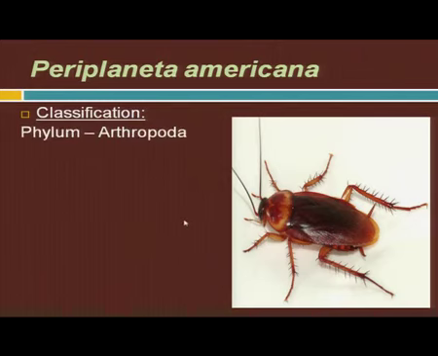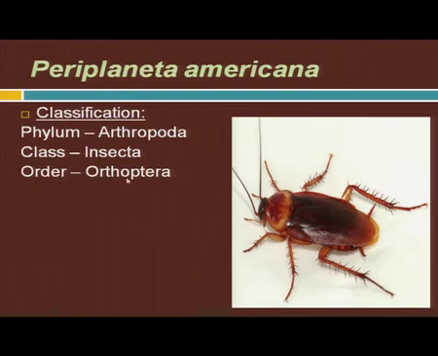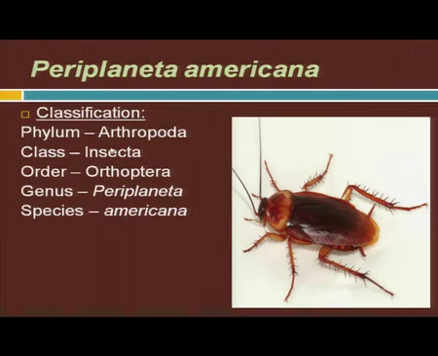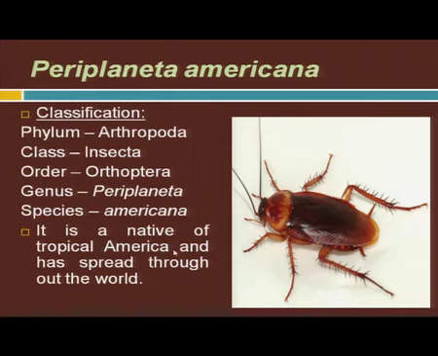Let us come to the classification first before we start its study. We should know in which phylum and class it has been placed. It is under the phylum Arthropoda, which is the largest phylum of the animal kingdom. The class is Insecta, order is Orthoptera, genus is Periplaneta and species is americana. So, you must remember the classification of the American cockroach: phylum Arthropoda, class Insecta, order Orthoptera, genus Periplaneta and species americana. It is a native of tropical America and has spread throughout the world as I told you earlier.